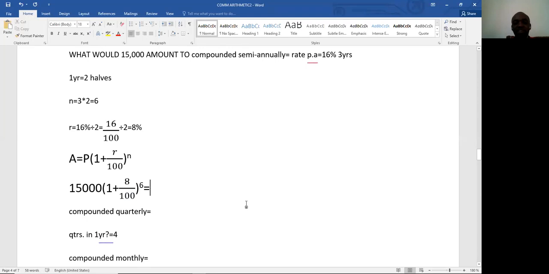Using your scientific calculator, I'm not going to give you the answer to this, I'm just going to show you. What you do is you start by saying 8 over 100, or you say in brackets 1 plus 8 over 100. When you get that answer, you raise it to the power 6. So this is where you start.